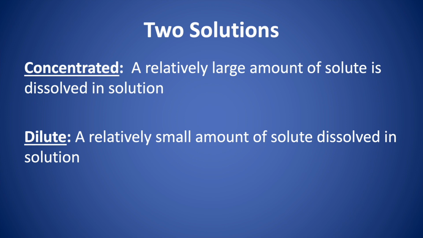So first off, again, some more terms. A solution is considered concentrated when you have a relatively large amount of solute dissolved in the solution. And a solution is considered dilute when you have a relatively small amount of solute dissolved in the solution. So these aren't absolute terms, these are relative and comparative terms, right? If you had two solutions of the same solute and solvent, you could describe the one with more solute as concentrated and the one with less solute as dilute.